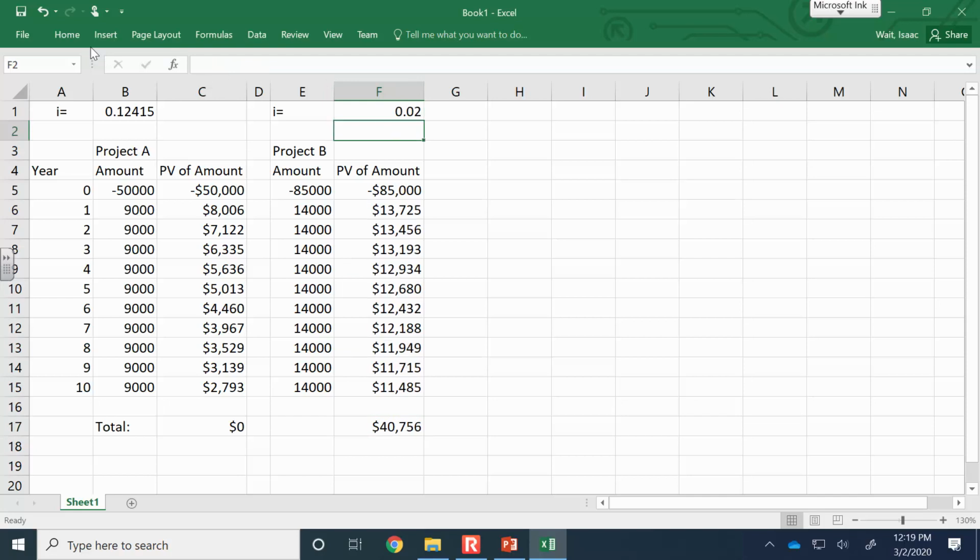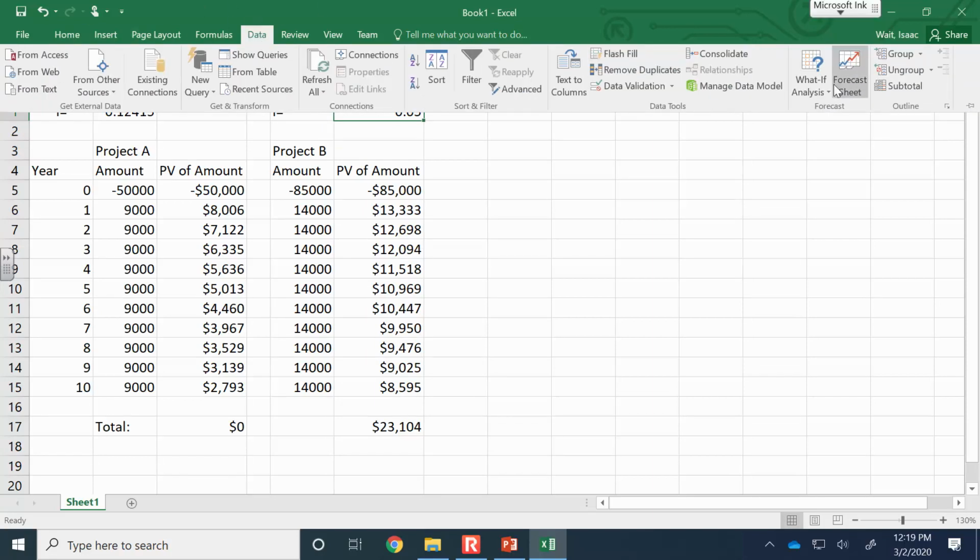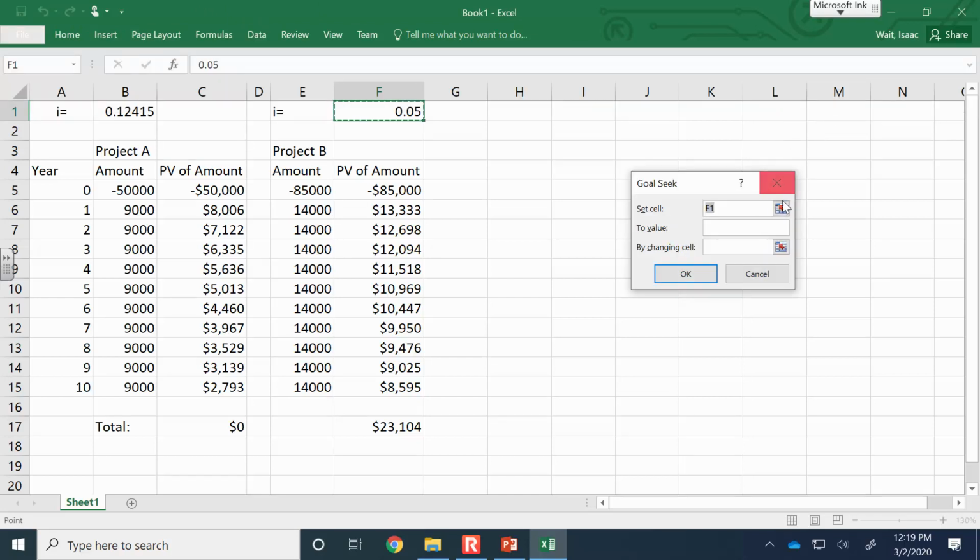I want to find what i value makes the total go down to 0 so that there's balance between the outflows and the inflows. I can manually type that in, or I can do it in an automated way using data, what-if analysis, goal seek. The goal is that the total will be equal to 0 by changing the interest rate.